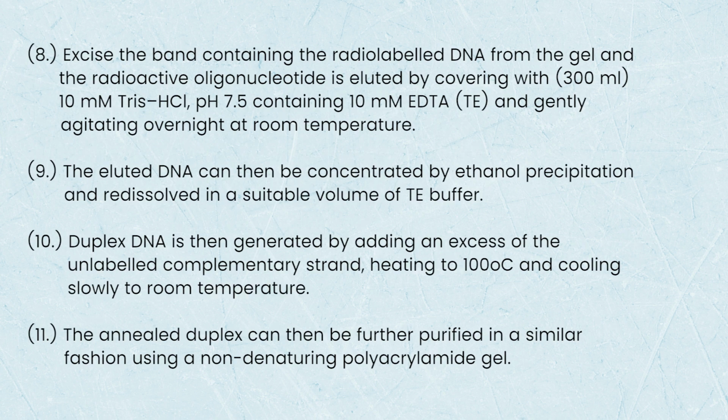In the next step, the eluted DNA can then be concentrated by ethanol precipitation and redissolved in a suitable volume of TE buffer. Then duplex DNA is generated by adding an excess of the unlabeled complementary strand, heating to 100 degrees centigrade and cooling slowly to room temperature. In this step, the annealed duplex can then be further purified in a similar fashion using a non-denaturing polyacrylamide gel.